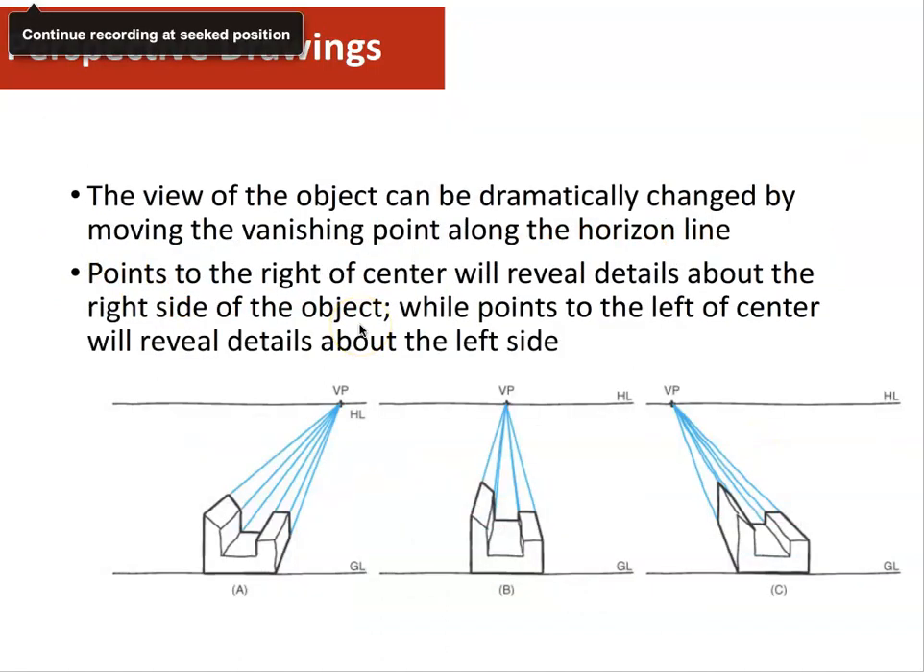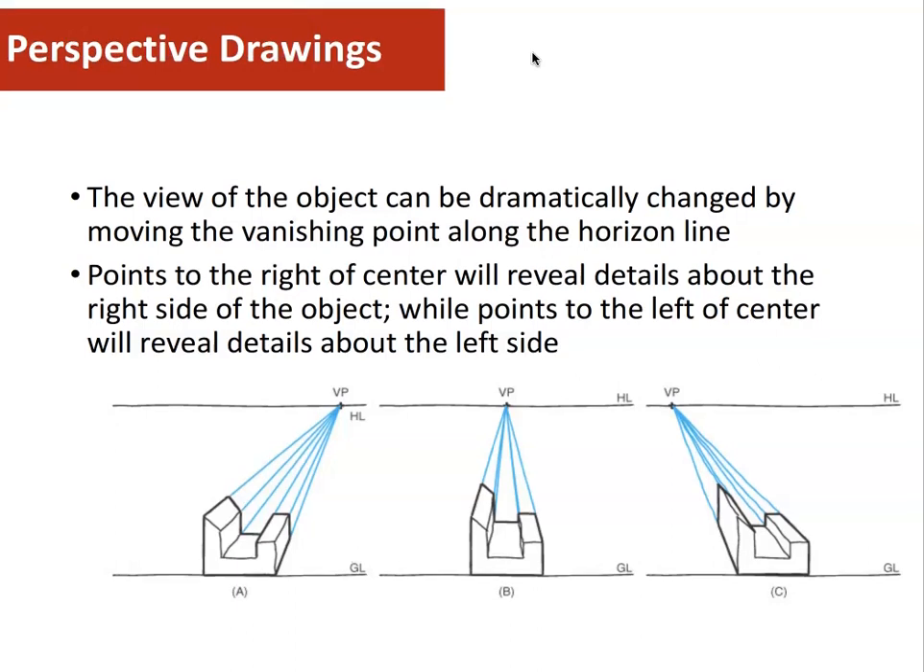So in perspective drawings, oops, am I recording? Yes, okay. The view of the object can be dramatically changed simply by moving the vanishing point along the horizontal line. So let's take a look at the perspective drawing again that we saw earlier.